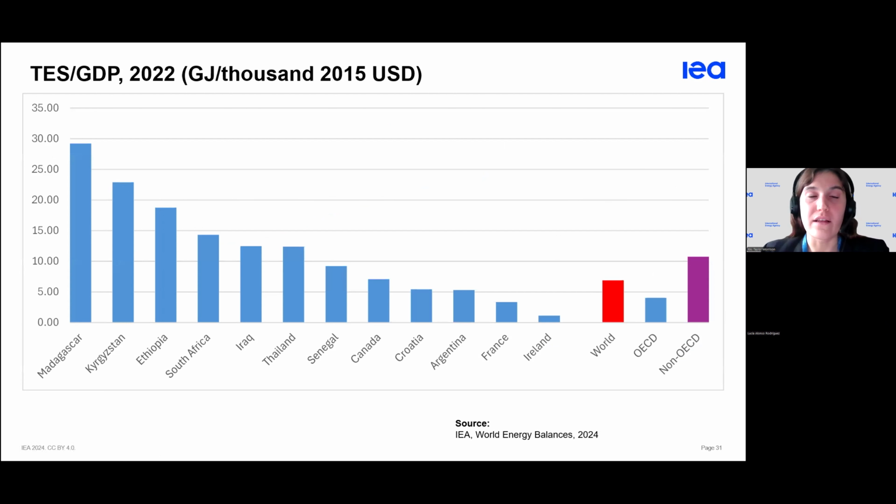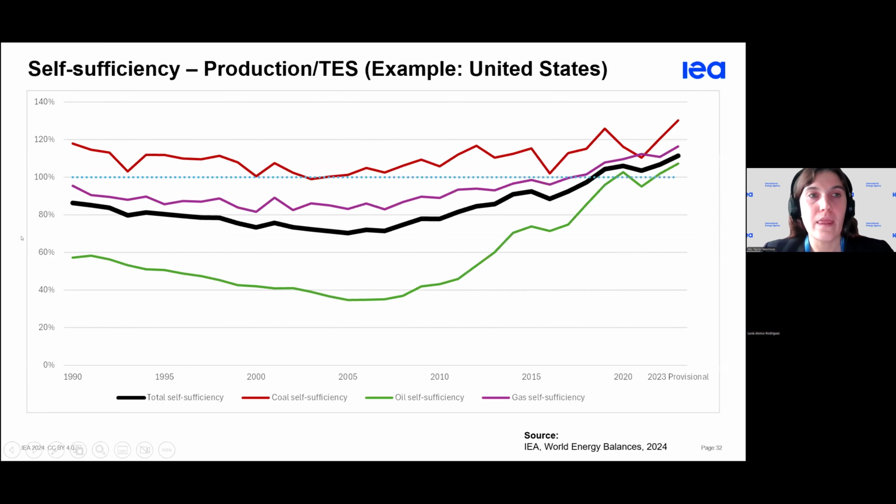We can also calculate TES over GDP, which is also known as energy intensity, and it represents how efficiently a country can generate wealth from energy. So we can see per unit of GDP how much energy is required to create that wealth. Ideally, a country would want a lower value, and that indicates that they're efficiently generating wealth with their energy resources.